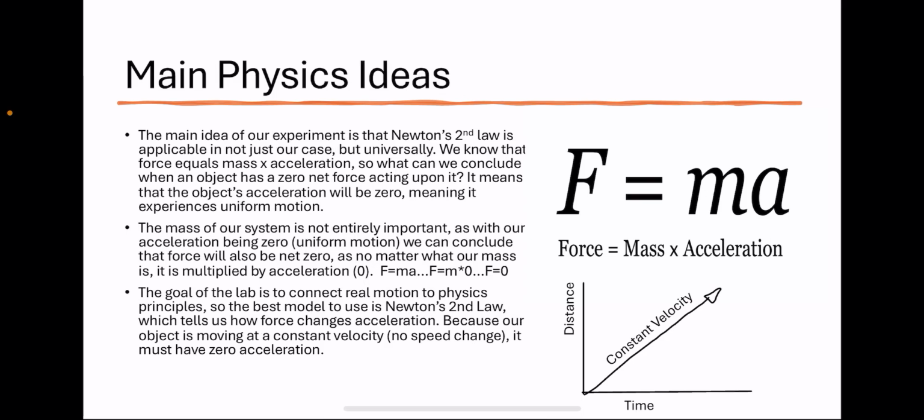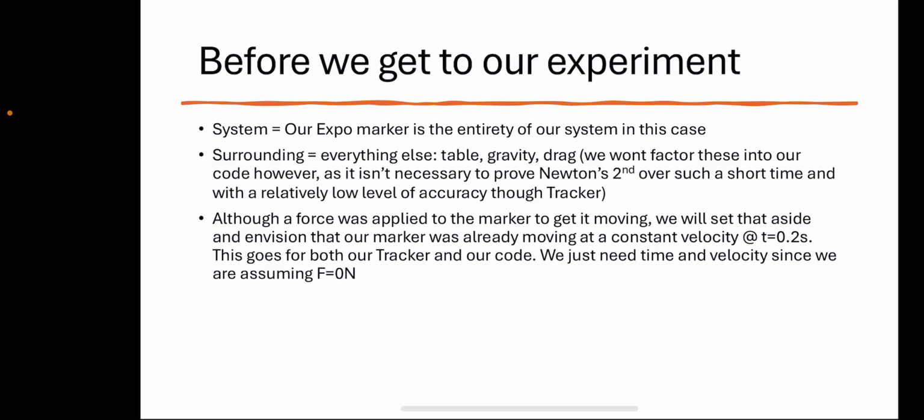The goal of the lab is to connect real motion to physics principles, so the best model to use is Newton's second law, which tells us how force changes acceleration. Because our object is moving at a constant velocity, it must have zero acceleration.